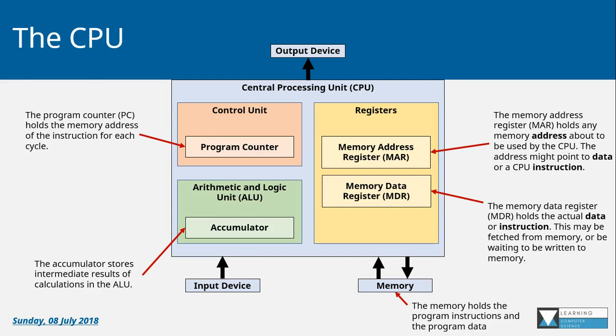Okay, so what you can see here in front of us is the diagram of the von Neumann architecture. Now there is also another very popular architecture known as Harvard architecture, but you don't actually need to know about this for GCSE. That is an A-level topic.